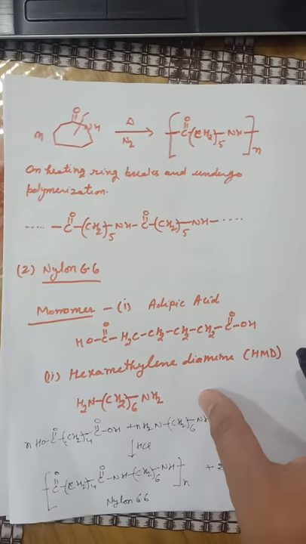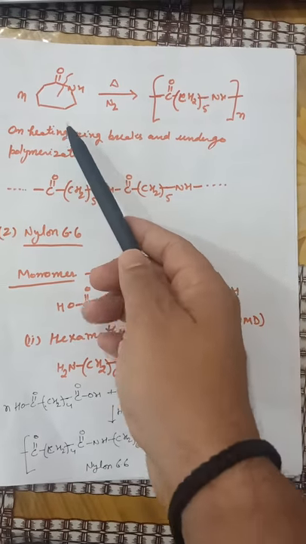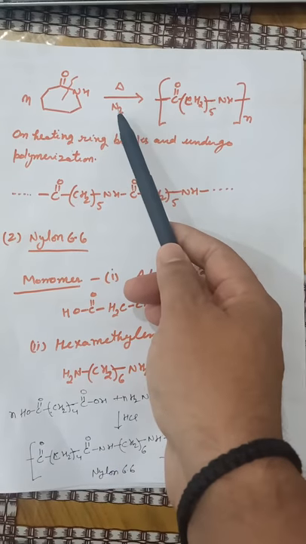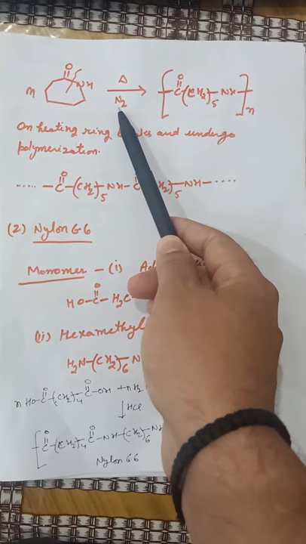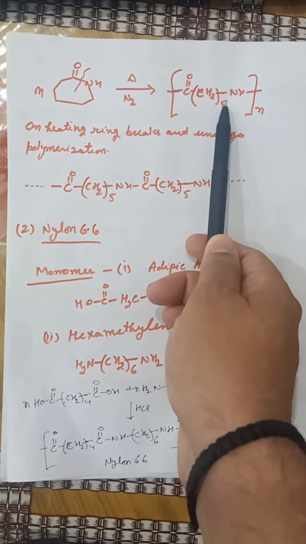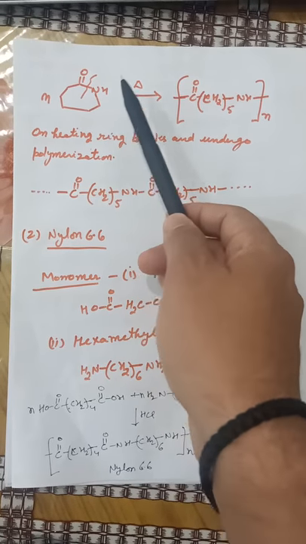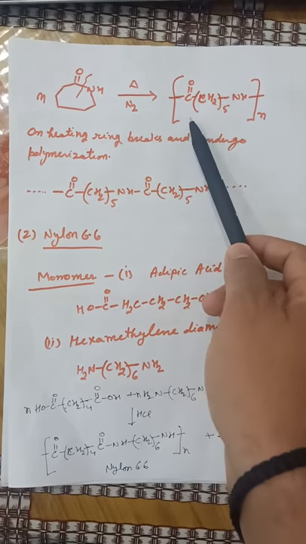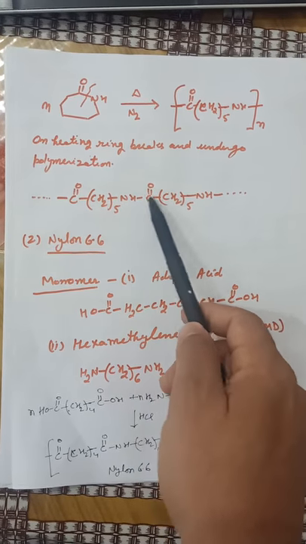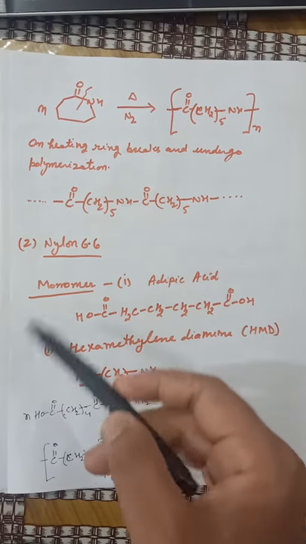Okay, this is the method of the preparation of this nylon 6 polymer. If you heat n number of these caprolactam molecules in presence of nitrogen gas, that means under inert atmosphere, you will get your nylon 6 polymer. Okay, on heating, this amide linkage breaks and this ring opens up to form a linear polymer. You can see here, it can be written in this form. Here this is an amide bond, or you can say amide linkage.